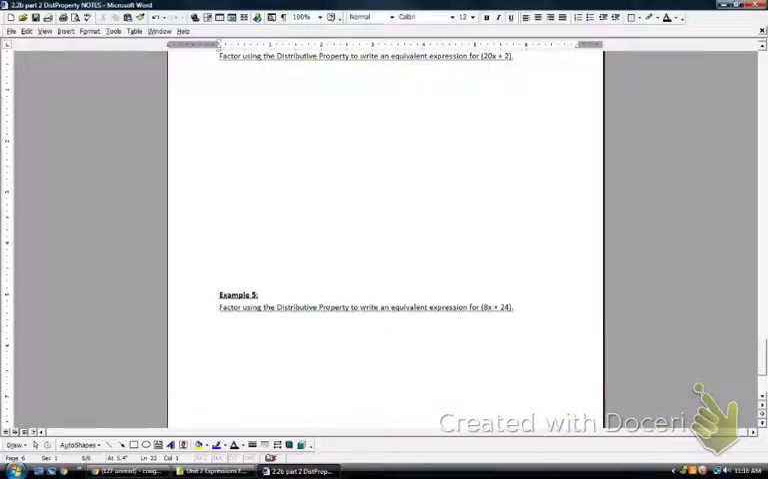Okay, so my example 4 says factor using the distributive property to write an equivalent expression for 20x plus 2. I am going to draw a picture for this just so we can kind of see it. What we're doing in this example is the distributive property backwards. So here I have a total, and if you think about when we did our activity, how many bags do I need and what's going to go inside each bag?